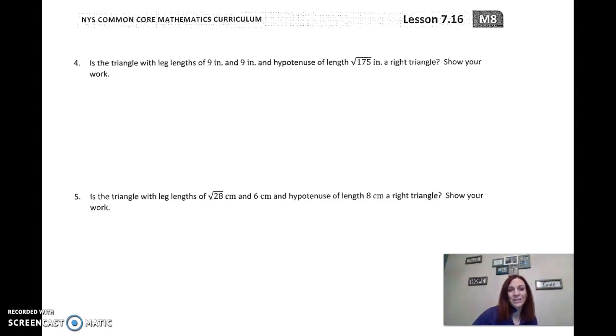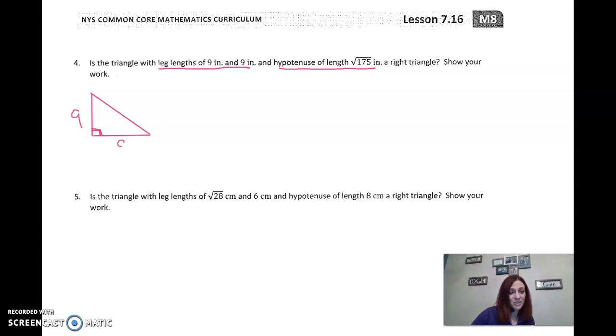Is the triangle with leg lengths of 9 inches and 9 inches and the hypotenuse length of square root of 175 a right triangle? Show all your work. You should add there, make sure you're answering the question too. If you get confused by where the numbers all go, remember you can always draw a picture, right? The legs always make up the right angle.